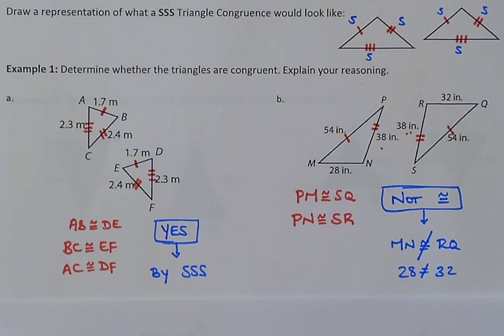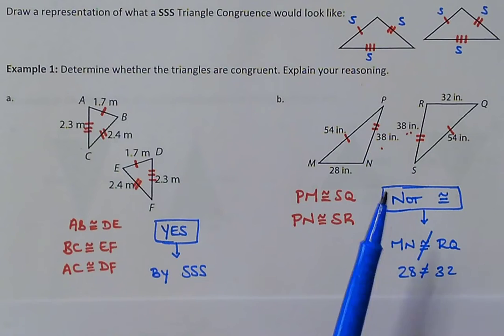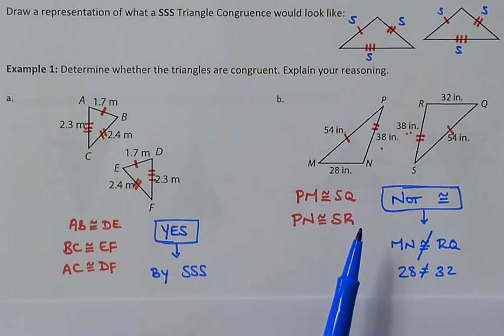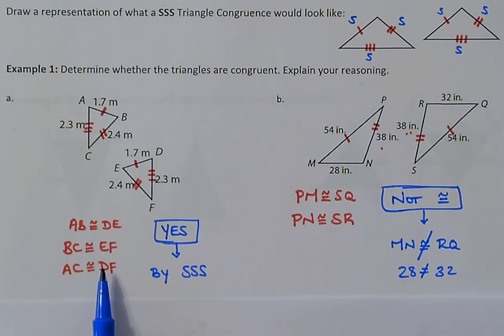So while I do know that two side lengths are congruent to each other, I do know for a fact that the third set of sides is not congruent. Therefore, I can say that these two triangles are not congruent to each other. So if there's ever one set of sides that does not have a matching part, then you just need to instantly go ahead and say that they are not congruent, and that's your answer. If you can find all three sets of sides to be congruent, then your answer is yes. So that's the gist of what you're doing today.